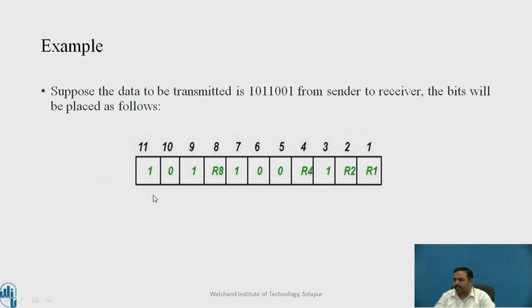Now consider an example. Suppose the 7-bit data to be transmitted from sender to receiver is 1011001. The bits will be placed as follows. As we have seen, we add redundant bits at the first, second, fourth and eighth positions. The remaining 7 data bits are placed like this: 1 0 1 1 0 0 1.